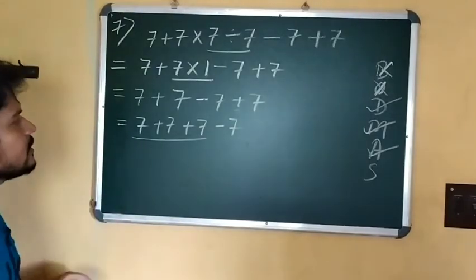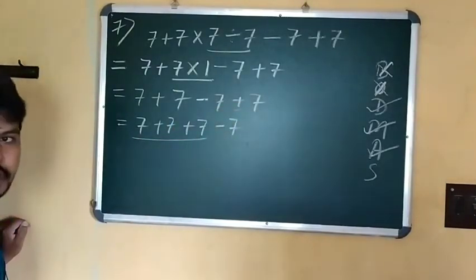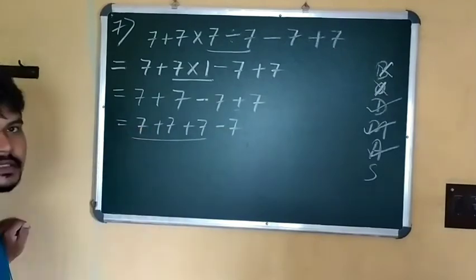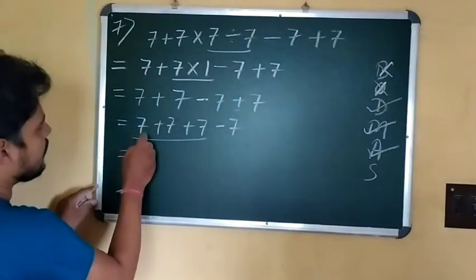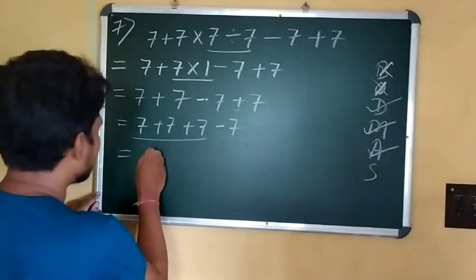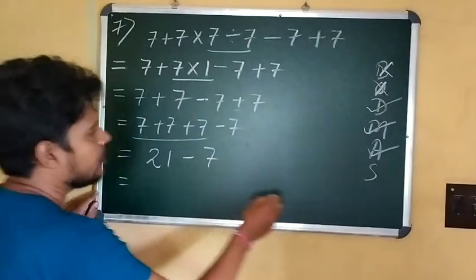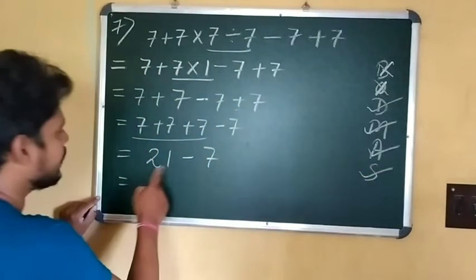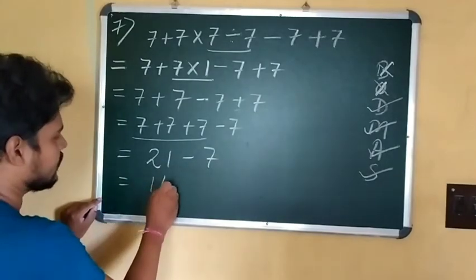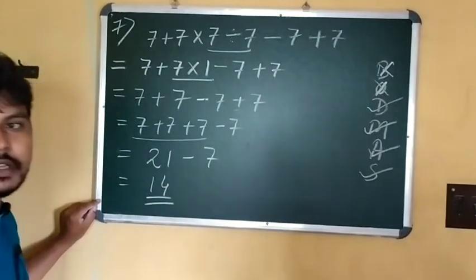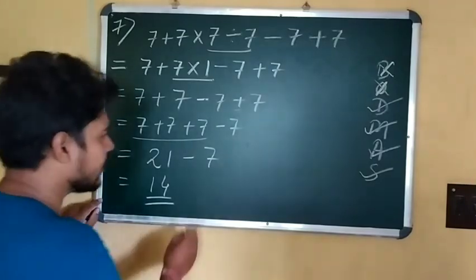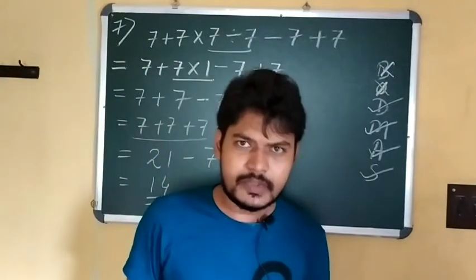Okay. That means you have to add these three 7s at first. Then we have to subtract 7. So 7 plus 7, 14 plus 7, 21. 21 minus 7. So you have to follow the subtraction. 21 minus 7, it is 14. So 14 is our answer. Okay, 14 is our answer.